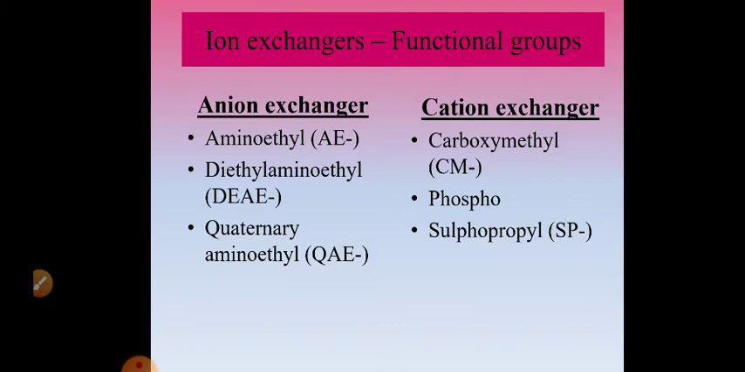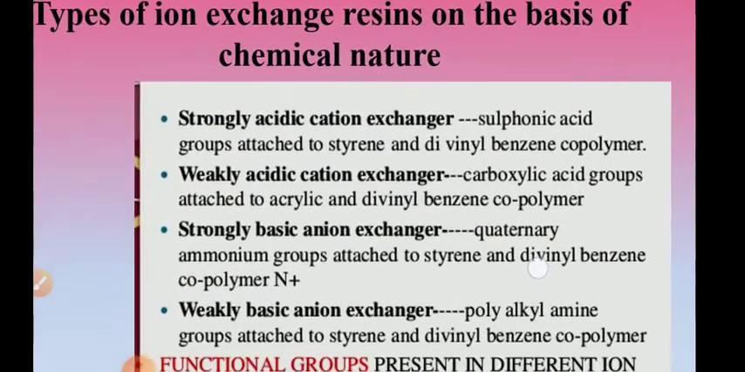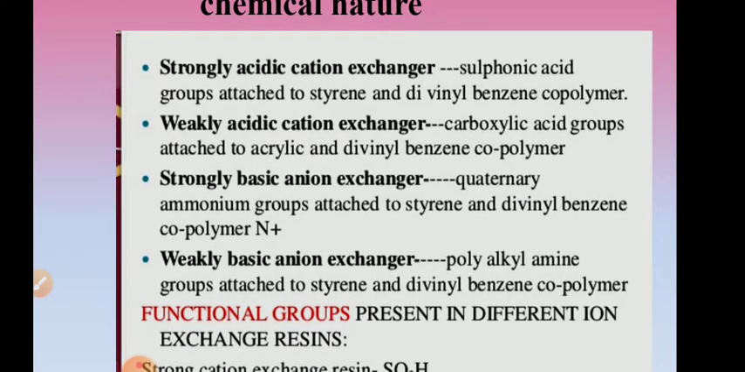molecule can be separated. Now, what are the different functional groups present in ion exchangers? Anion and cation exchangers. Anion exchangers generally contain aminoethyl or diethyl aminoethyl groups or quaternary aminoethyl groups. Cation exchangers generally have carboxymethyl group or phospho group or sulfopropyl. These are the supporters. Now, there are different types of ion exchange resins depending upon their chemical nature: strongly acidic cation exchange resin, weakly acidic cation exchangers, strongly basic and weakly basic.